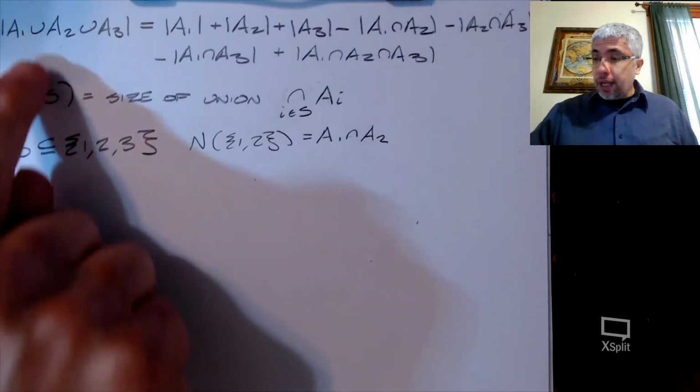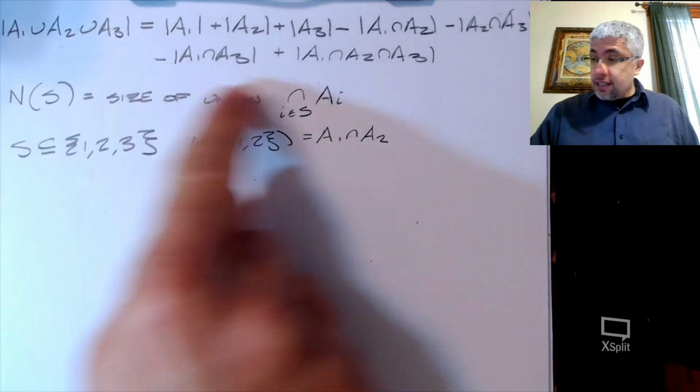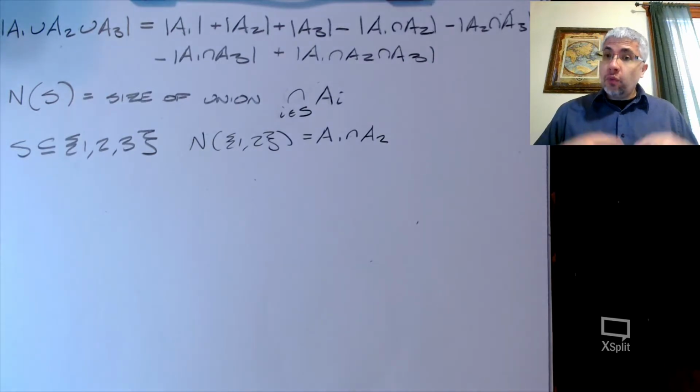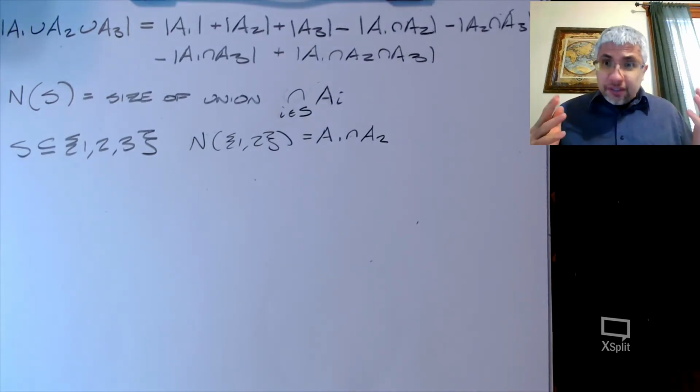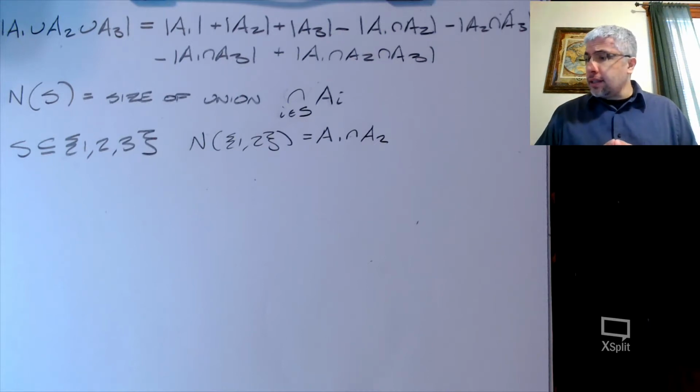For example, if we have 3 sets, this is what the size of the union would be like, and we saw this in the last video. I want to generalize this to more sets and come up with maybe a nicer formula.